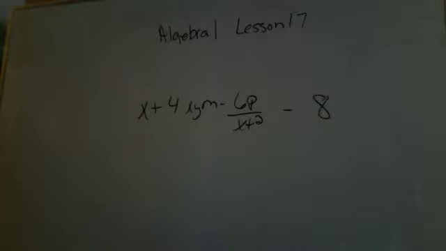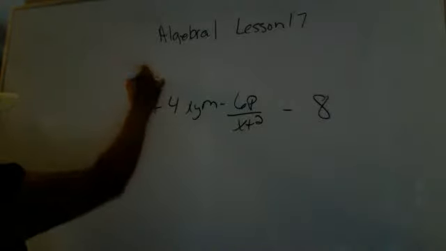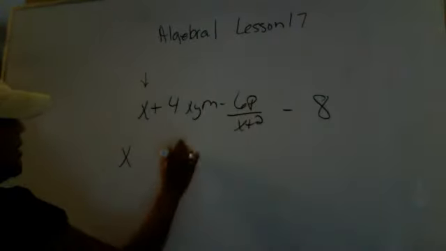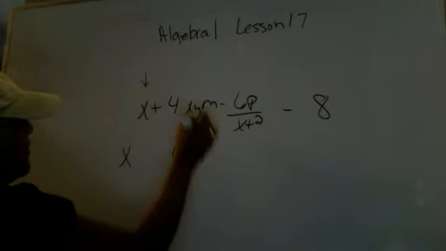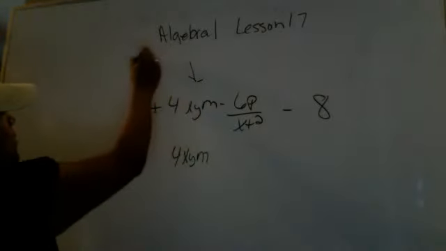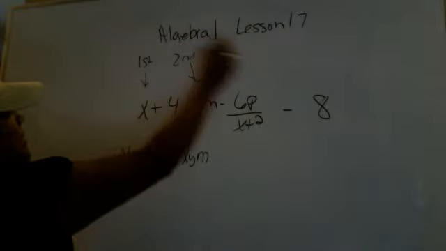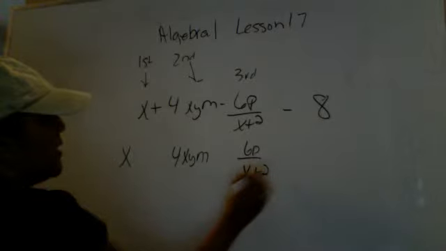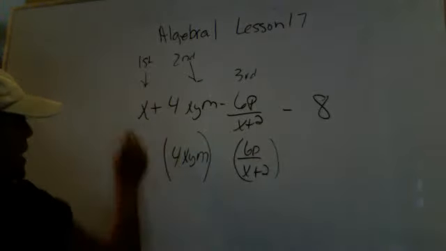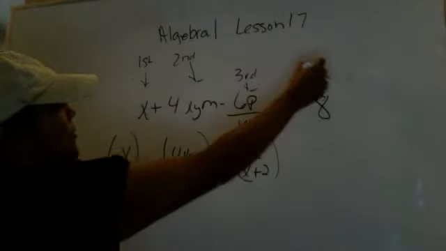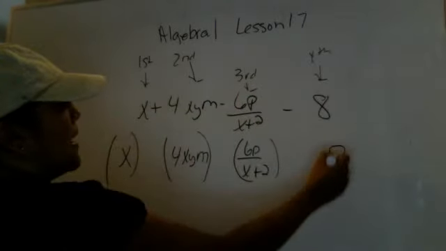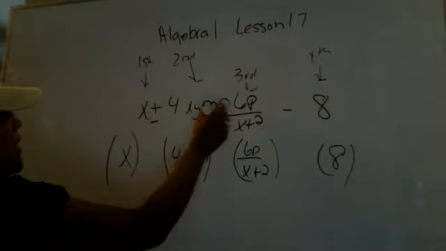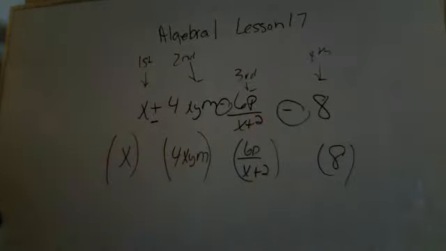The first term is x. Our second term is 4xym. First, second, third. Our third is 6p over x plus 2. It's the whole thing. And our fourth term is 8. And if you notice, each term is separated by a plus or a minus.